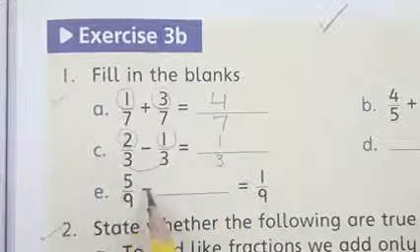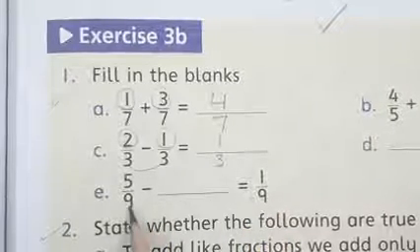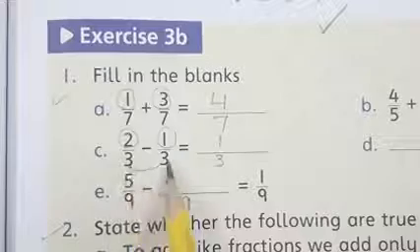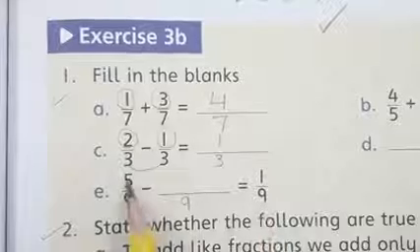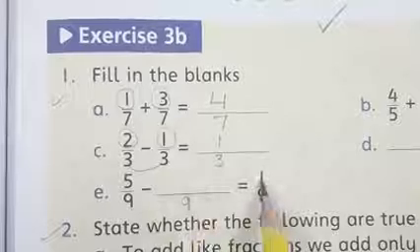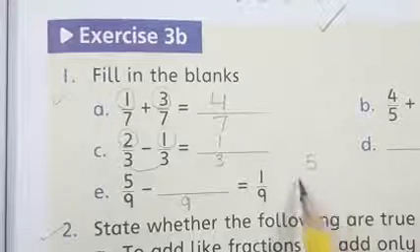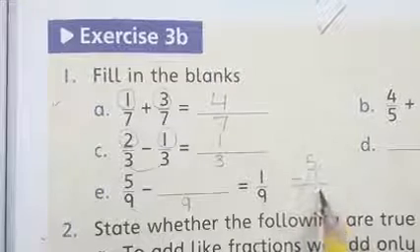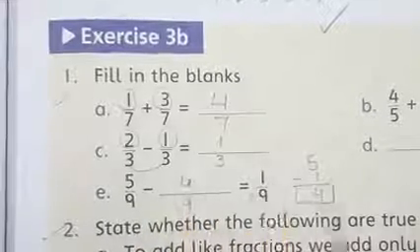Okay, now here 5 by 9 minus dash is equal to 1 by 9. As you know, the denominator will be the same, so we will write the denominator 9. As you can see here 3 and 3, 7 and 7, so here again 9 and 9. So what number will we subtract from 5 to get the answer 1? So how will we do it? 5 minus 1 is 4. So it means 5 minus 4 is equal to 1.